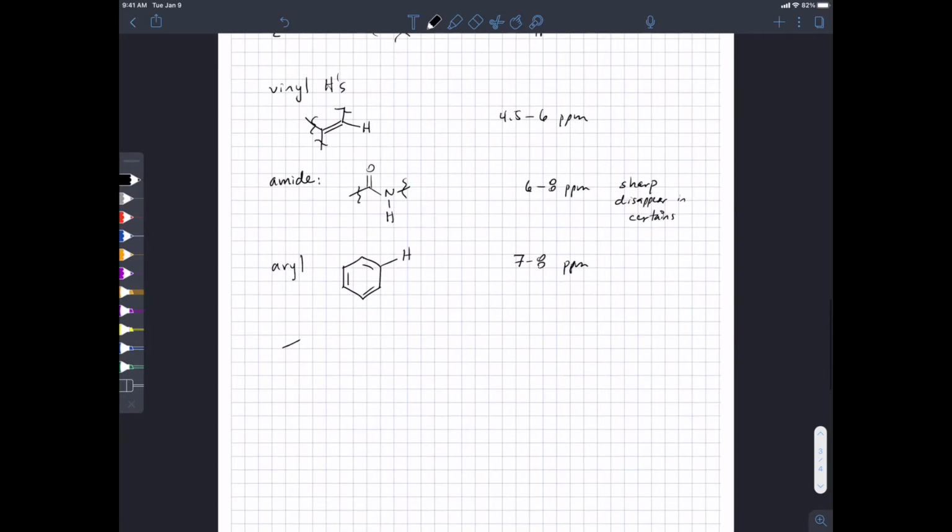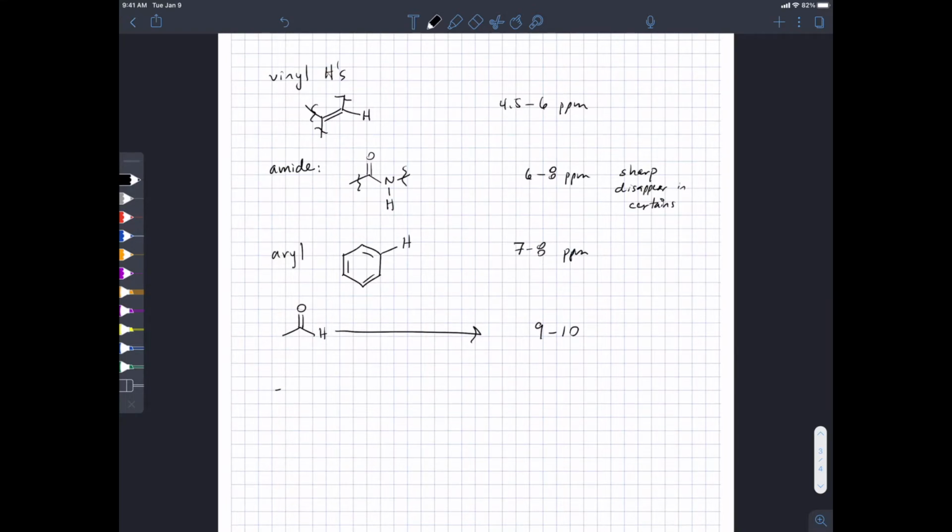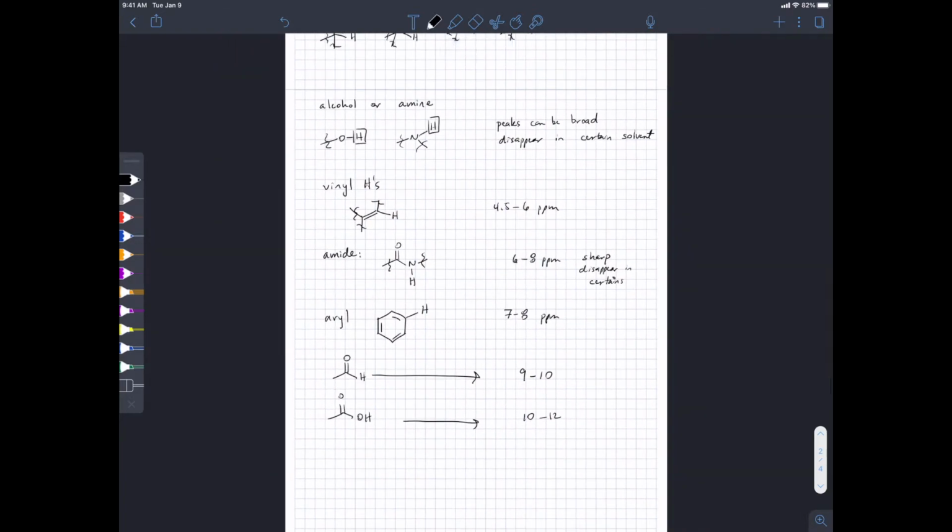And then the last couple of functional groups are the aldehyde, where the proton's directly attached to that carbonyl carbon. That's 9 to 10. And then a carboxylic acid tends to be in the 10 to 12 region of the spectrum. What I said about alcohols also applies to carboxylic acids. Those peaks can be broad and they can sometimes disappear depending on the solvent.